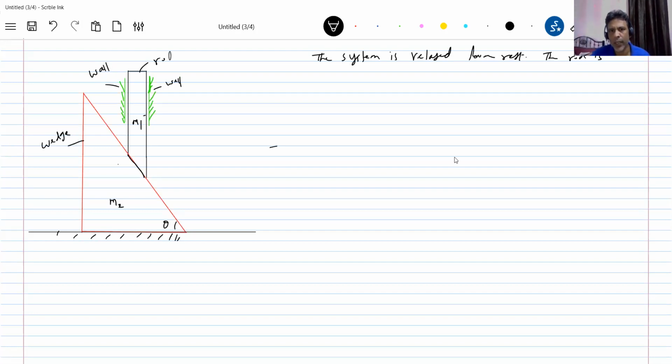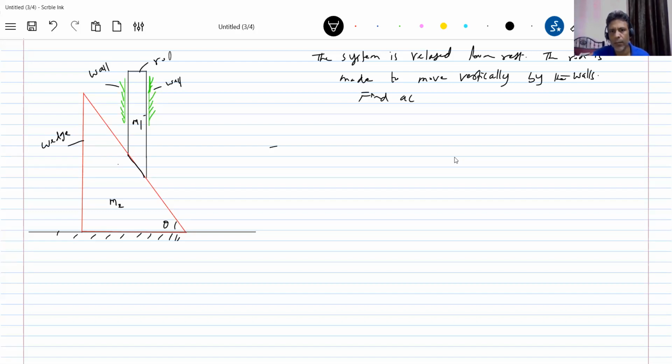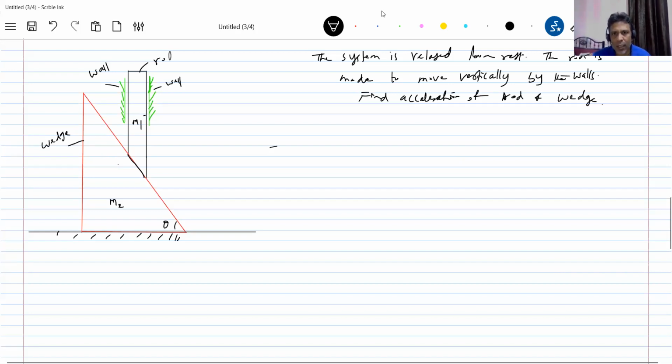The rod is made to move vertically by the walls. Find the acceleration of the rod and wedge. Okay, this is the diagram. Draw the free body diagram, show all the forces, everything.